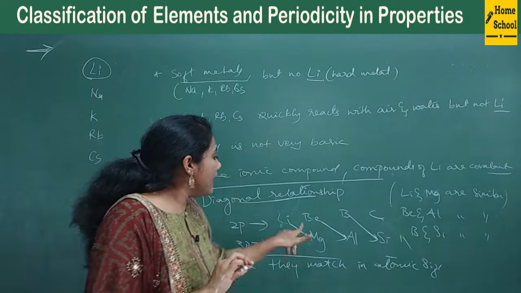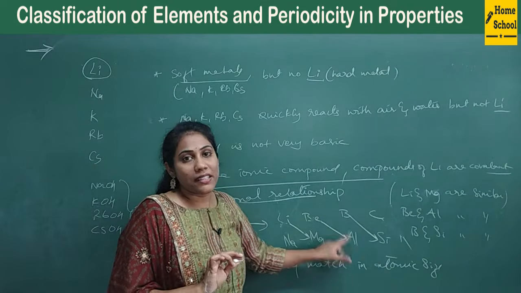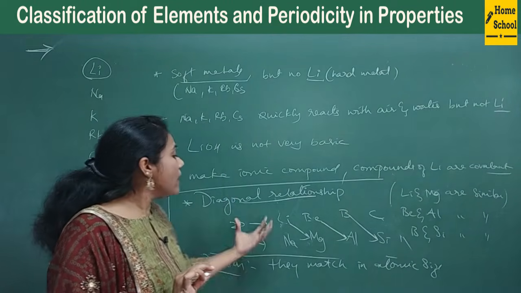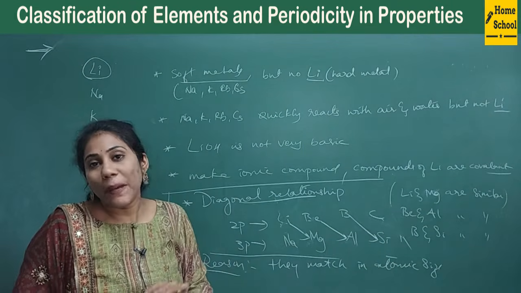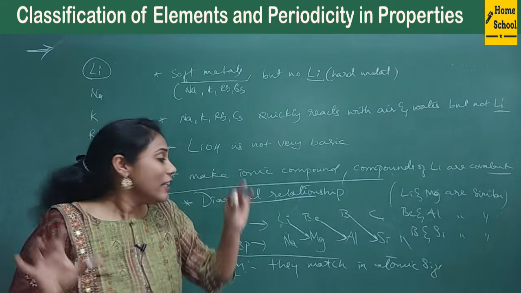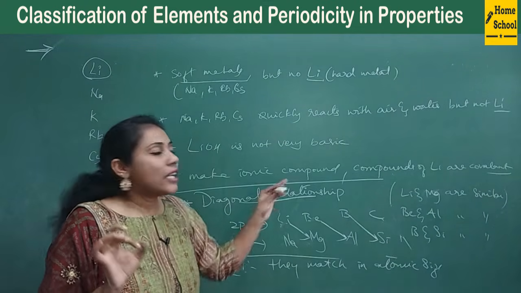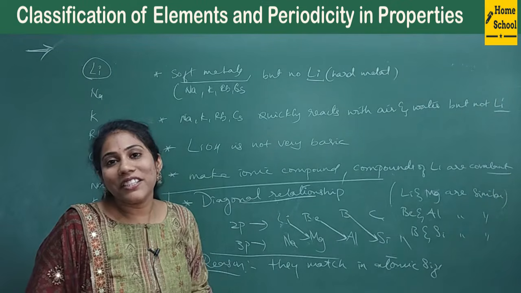Similarly, beryllium's atomic size is similar to aluminium's atomic size, right? It's mainly because the atomic radius is matching. Approximately, they show the same numbers, right? So that is the reason for diagonal relationship. So hope you are clear with diagonal relationship.